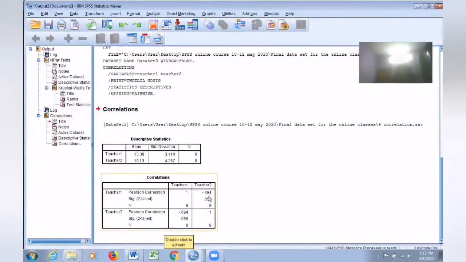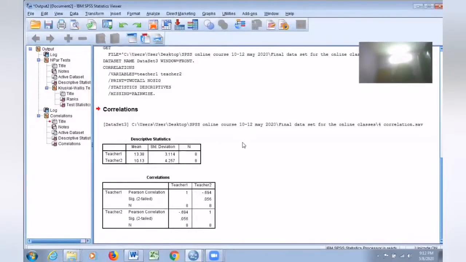It means that the sig value is more than the significance level of 0.05. It means that the null hypothesis is accepted. That means there is no difference in the ranking of candidates by teacher 1 and teacher 2. There is no significant correlation between these two teachers' rankings of the 8 candidates.